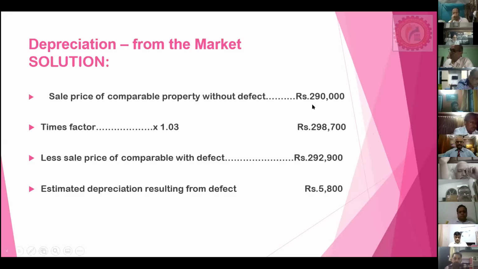Okay. Now you multiply this one. So without defects of 2,90,000 times 1.03, 2,98,000, less the sale price of the comparable with the defect, 2,92,900. So that minus of this, that gives the depreciation. Now, here the point is very simple. By comparing the two properties, one with the defect and one without the defect, you have to make an adjustment for the time factor. After making the adjustment for the time factor, if you take the difference of these two, we will get the depreciation. So that is the point.